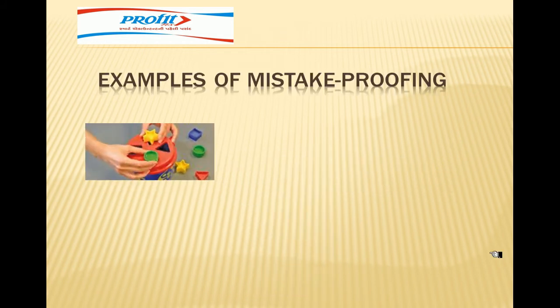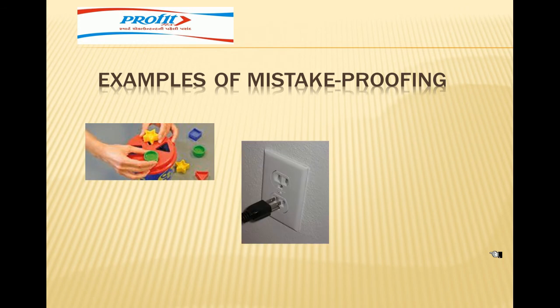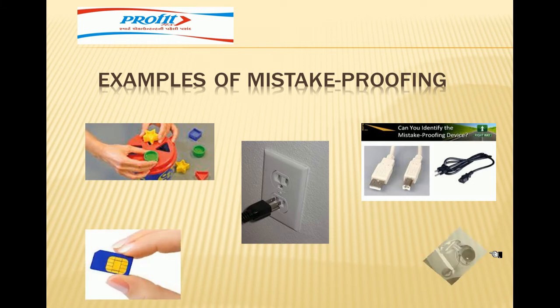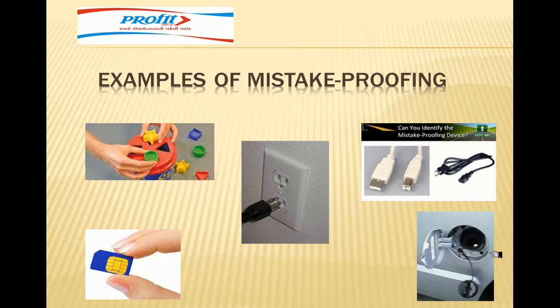We have seen many examples of mistake-proofing in our life, like a game of jigsaw puzzle, the 3-pin plug or the adapter, or even the SIM card. You will see that one corner of the SIM card has been cut in such a way that you cannot insert it wrongly. Or similarly, the petrol tank lid, which you cannot forget to open and shut the flap in any case. These are examples of mistake proofing.